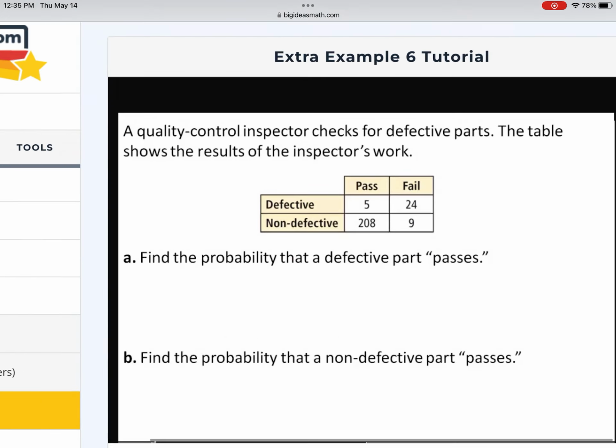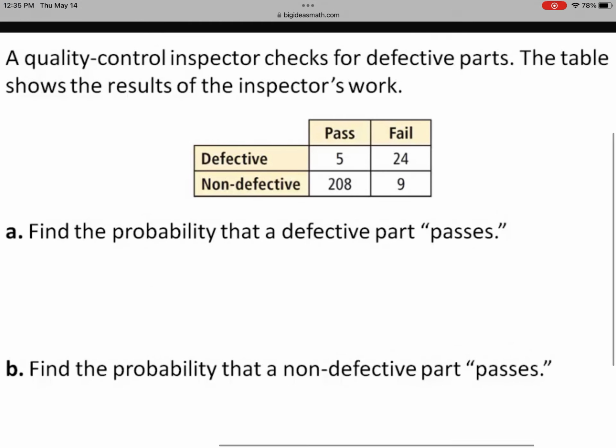A quality control inspector checks for defective parts. The table shows the results of the inspector's work. Part A. Find the probability that a defective part passes.